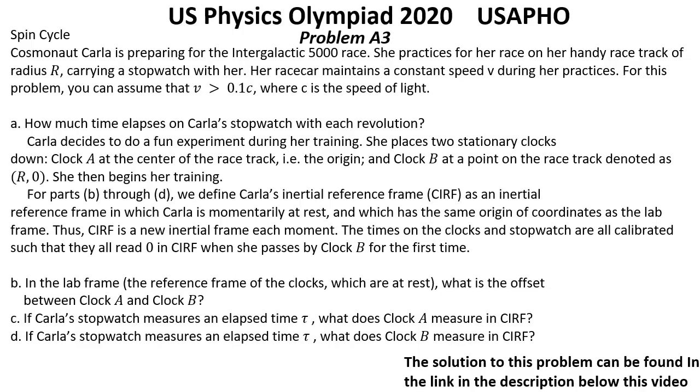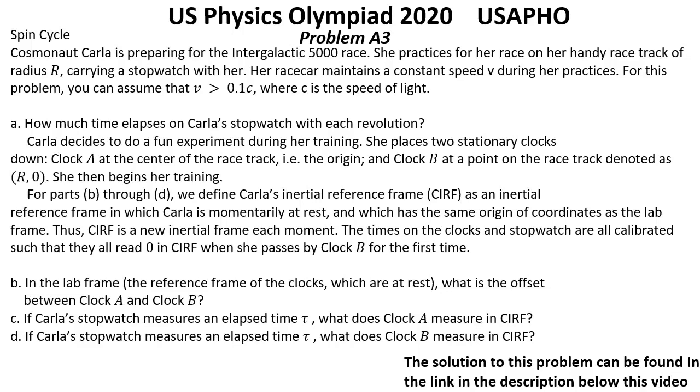For parts B through D, we define Clara's inertial reference frame, CIRF, as an inertial reference frame in which Clara is momentarily at rest, and which has the same origin of coordinates as the lab frame. Thus, CIRF is a new inertial frame each moment. The times on the clocks and the stopwatch are all calibrated such that they all read 0 in CIRF when she passes by clock B for the first time.